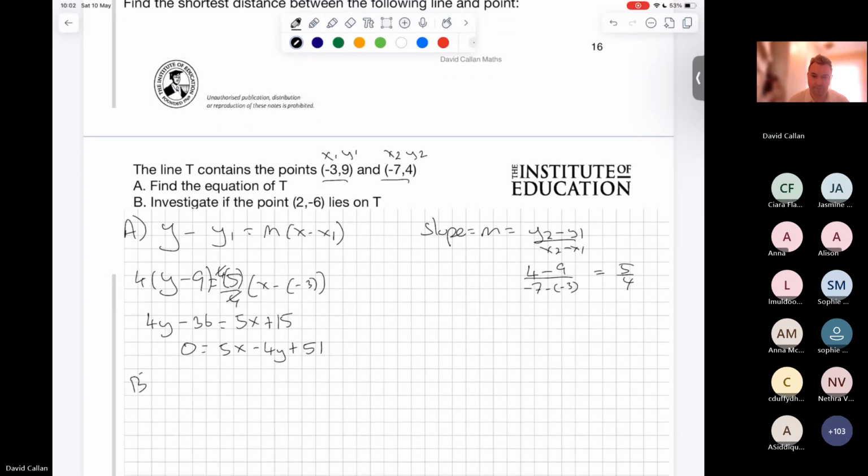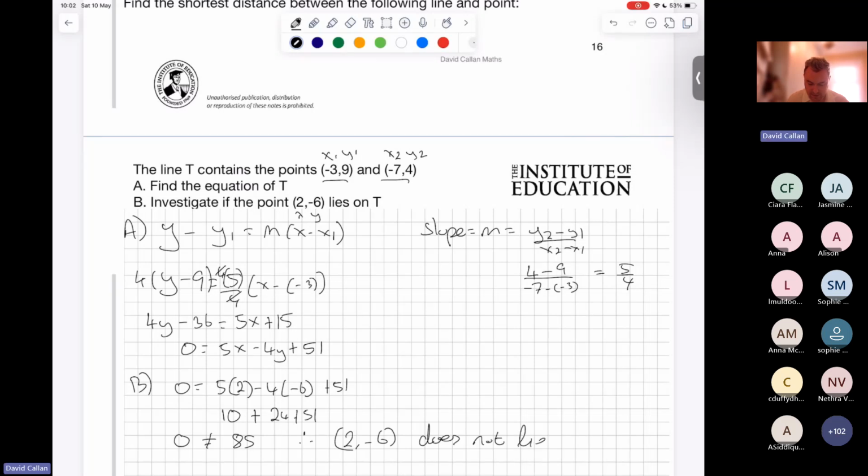Part B, investigate if the point (2, -6) lies on the line t. Okay, let's sub it in. 0 is equal to 5 bracket, and there's x and there's y. So 2 minus 4 times minus 6 plus 51. Pop that into your calculator, so you get 10 plus 24 plus 51, which is 85. And I think it's fair to say 85 is not the same as 0. So therefore, (2, -6) does not lie on t.